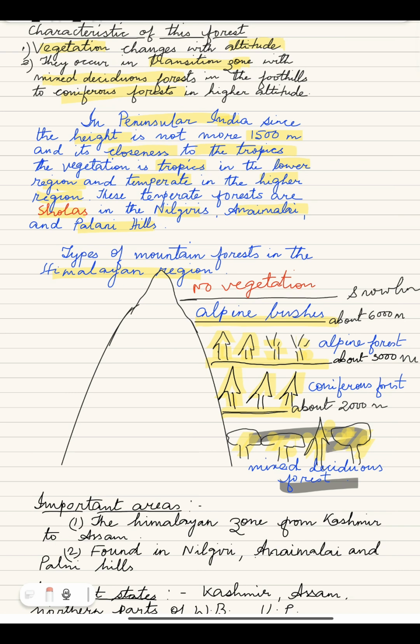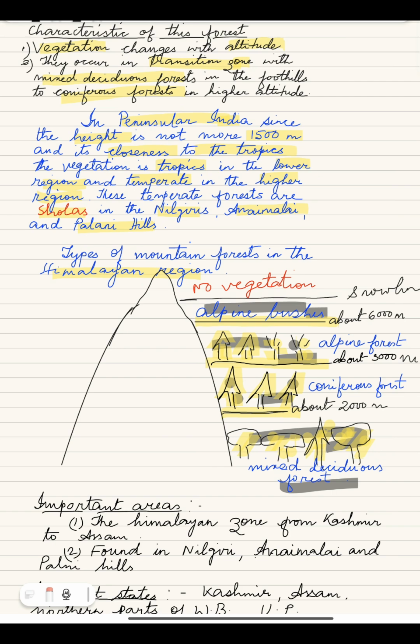So children, once again, in the foothills, we will get mixed deciduous forest. Above 2000 meters, we will find coniferous forest. Above 3000 meters, we may get alpine forest. Above 6000 meters, we get only alpine bushes. And above snow line, we find no vegetation at all.